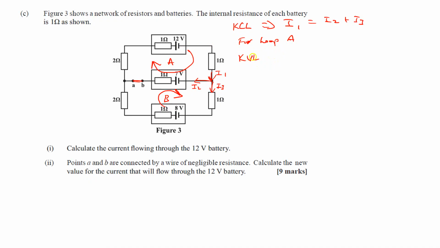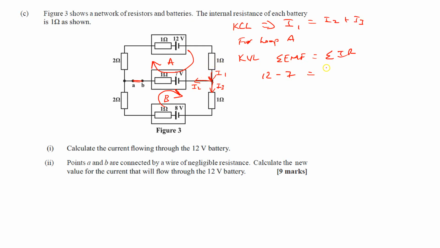So KVL for loop A, we're simply saying the sum of the EMF is equal to the sum of the potential drop across each component. So in this case, I'm subtracting 12 from 7, right? Then I simply go ahead now and say, let's look at the potential drop across each component.